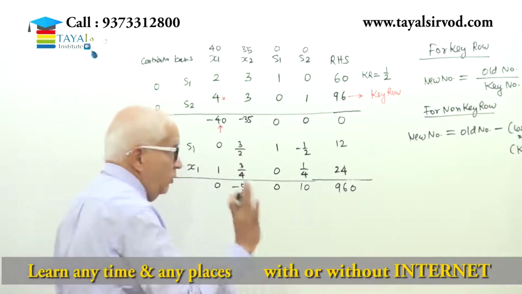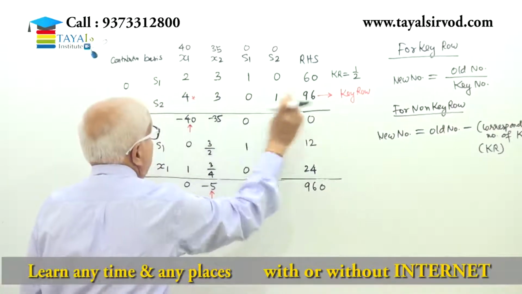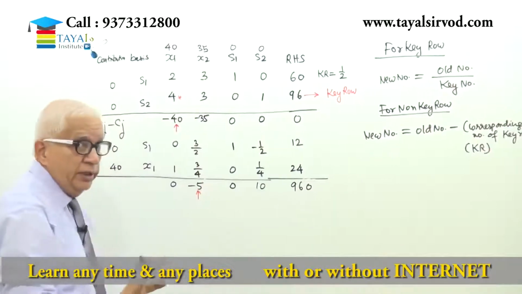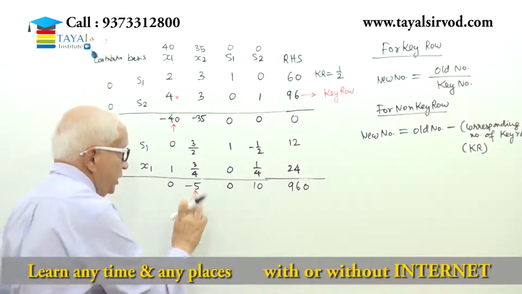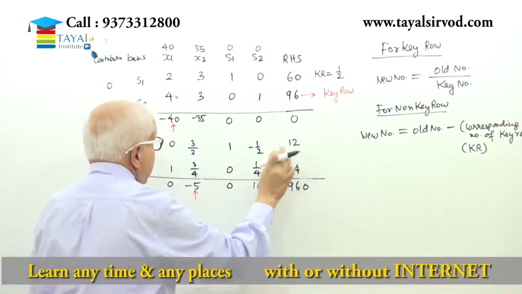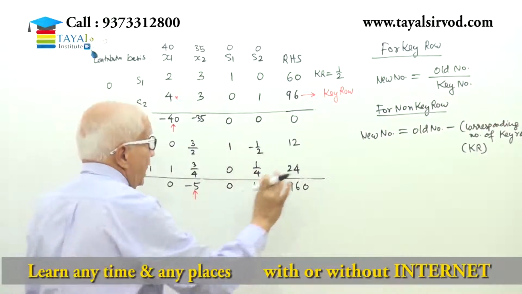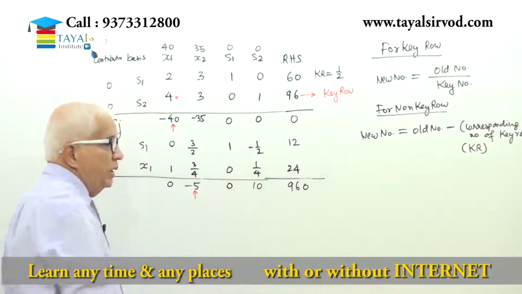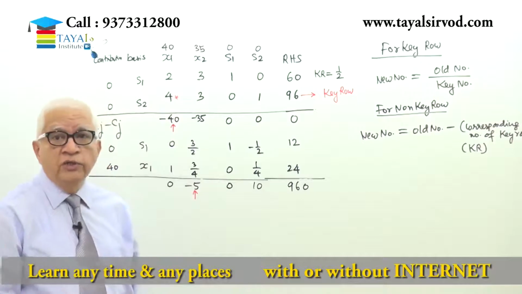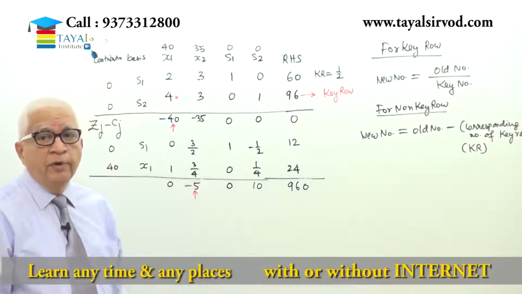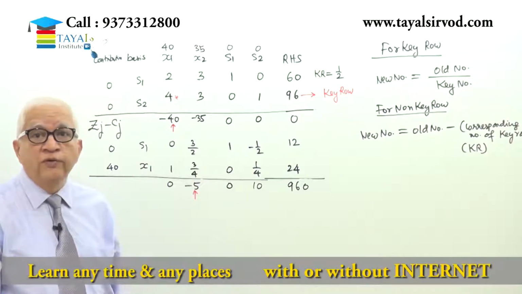This is the key column. Now what did we do? 60 upon 2 and 96 upon 4 is what we calculated. Okay. Now here the key column is here. So what will I do? 12 divided by 3 by 2 and 24 divided by 3 by 4. These are the two divisions which I will calculate. I will pick up the lower of the two positive values.